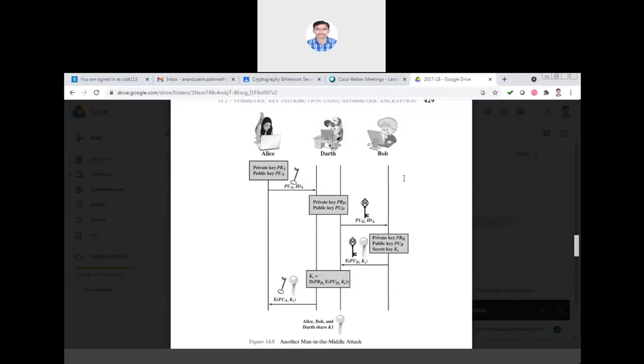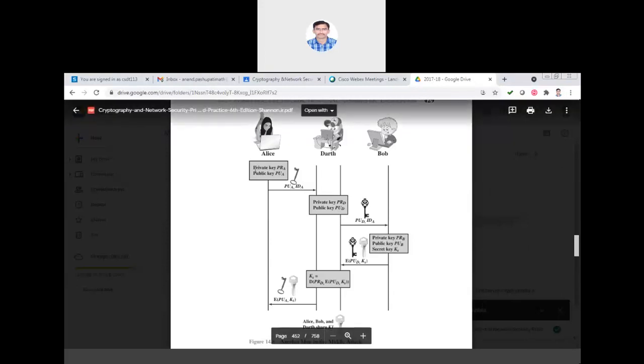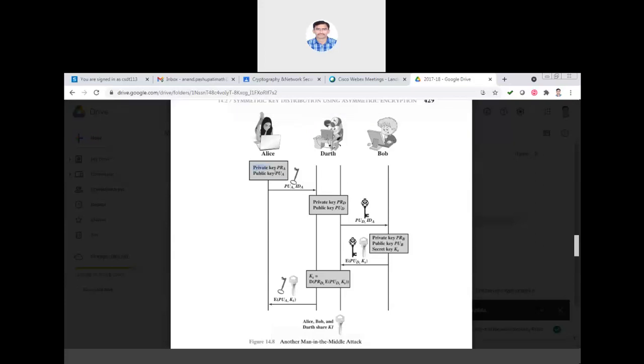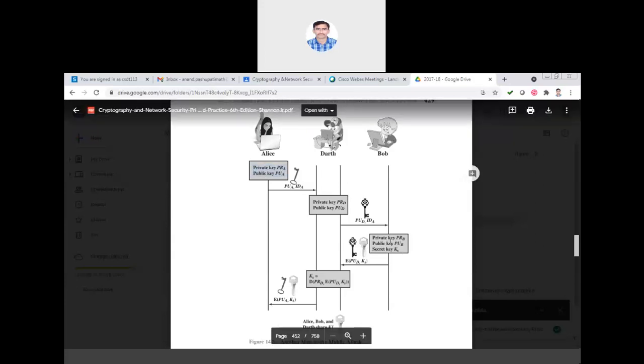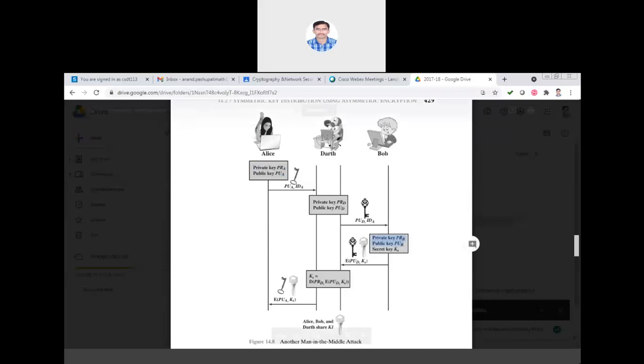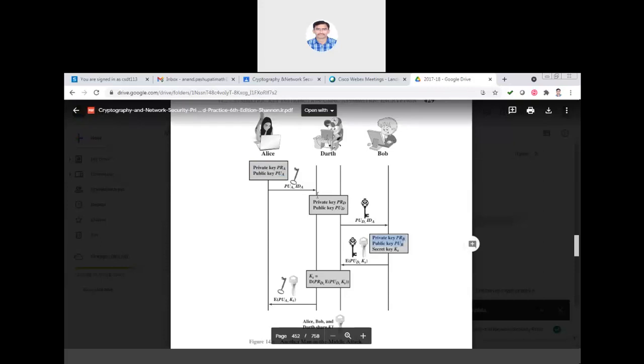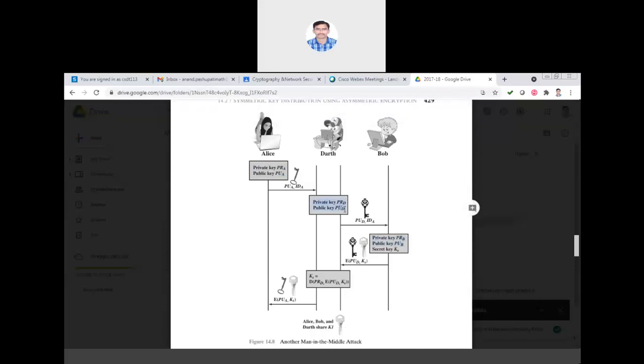Okay. So there are again two roles, Alice and Bob, and Darth is the middleman. Darth is the attacker. As I said already, Alice can generate a pair of keys, a private and public key, and Bob can generate a pair of keys. The same goes for Darth. Darth is the intruder; even he can generate his own private and public key pair.